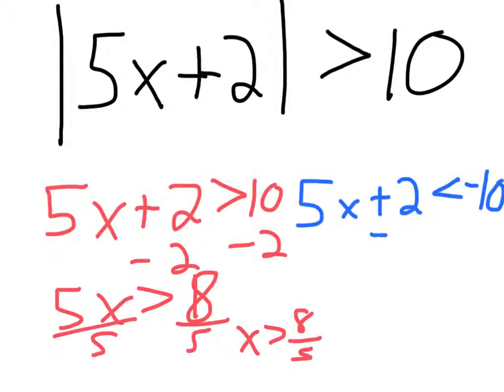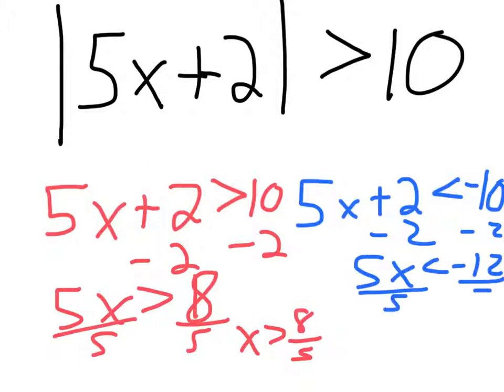And then over here, subtract 2 from both sides. We get 5x is less than negative 12. Divide both sides by 5. We get x is less than negative 12/5.